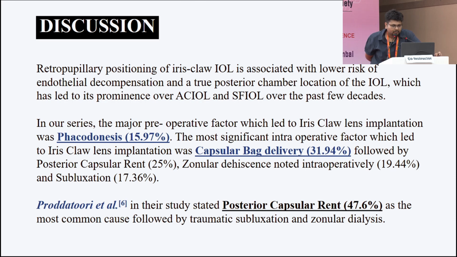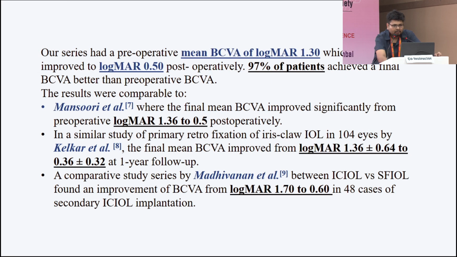In the study by Prodetti et al., it was stated that posterior capsular rent was the most common cause, followed by traumatic subluxation and zonular dialysis. In our series, the preoperative mean BCVA of logMAR 1.3 significantly improved to logMAR 0.5 postoperatively, and a similar finding was supported by Mansoor et al., Keller et al., and Madhavan et al.